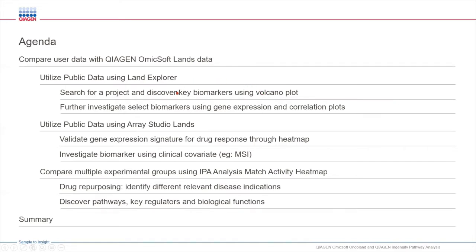data. So the first topic, we will focus on searching for a public project and discovering a set of biomarkers that are relevant to a drug treatment or biomarkers that are disease specific. So using this, you can then generate volcano plots, box plots, gene correlation plots, etc. So this will help you better understand your target gene.